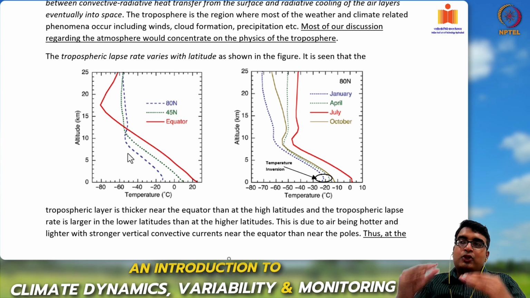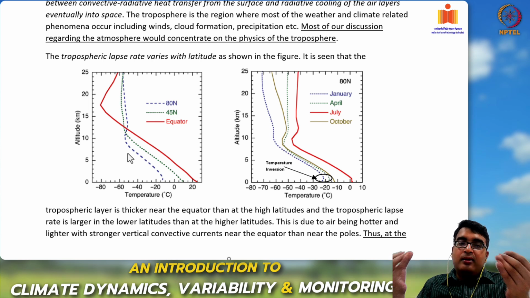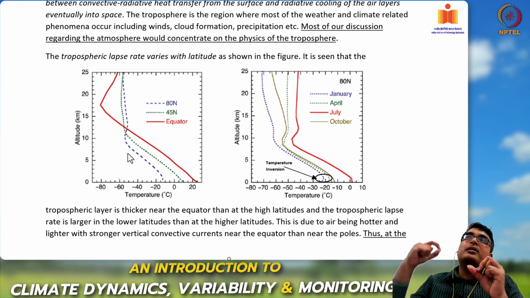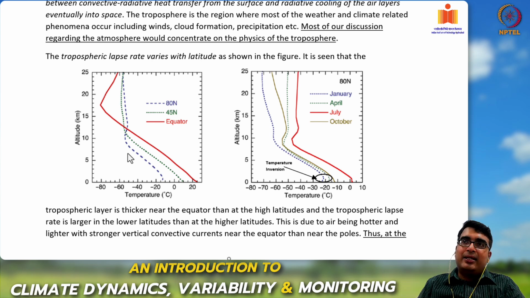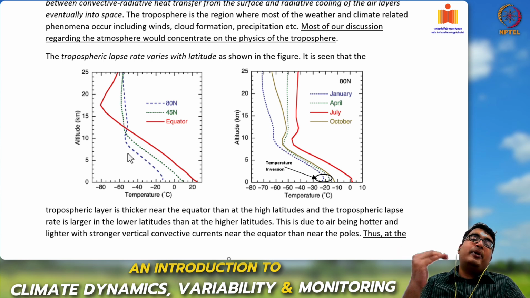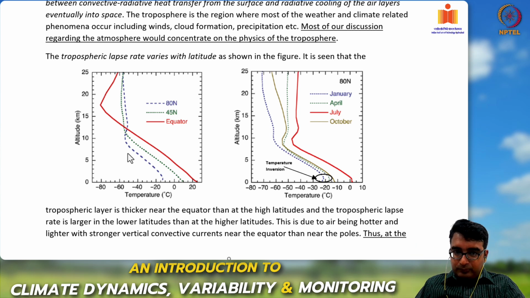And as a result, the tropopause temperature is higher at high latitudes compared to the equator, because the tropopause is lower down near the high latitudes and it's higher up at the equator. So, at the equator, the troposphere starts hot and ends much colder, whereas at high latitude, it starts cold and does not decrease in temperature to that extent. Okay.